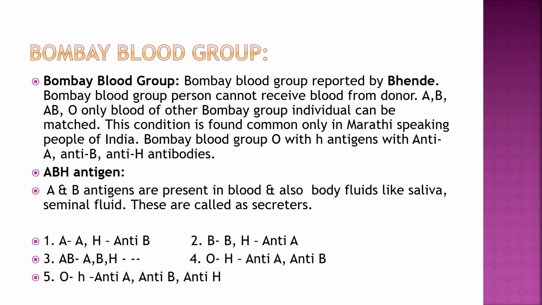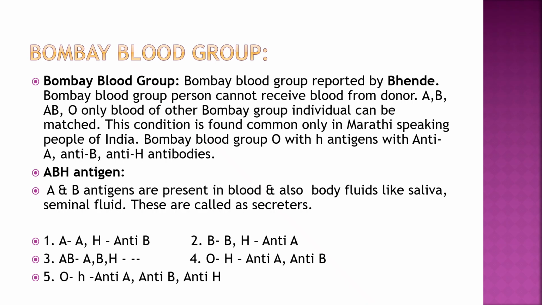Some points about the Bombay blood group. It was discovered by Bhende. Normally the H antigen is present. It is seen in saliva and seminal fluid, so it is also called a secretory antigen. If the H antigen is absent, then you will see anti-H antibodies in the blood. Normally the H antigen is present in blood, so no anti-H antibodies are seen.